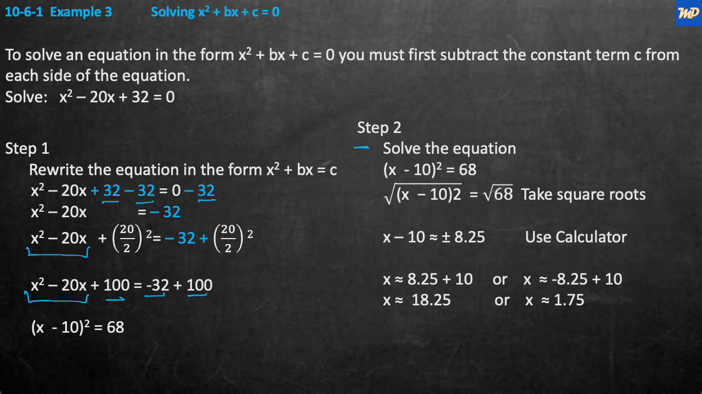So then once you have the 8.25, you can say x is approximately 8.25 plus 10, or x is negative 8.25 plus 10. And when you add them, 8.25 plus 10 is 18.25, and negative 8.25 plus 10 is 1.75.